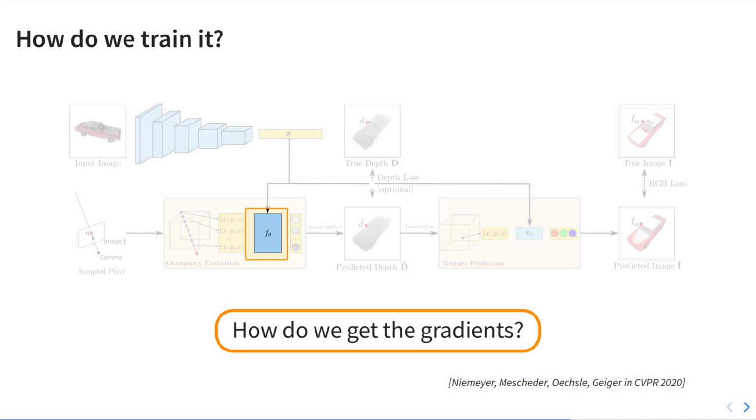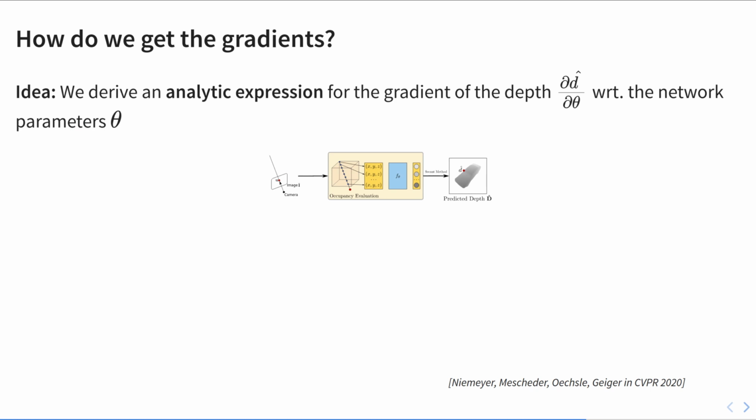But how do we get the gradients for the depth prediction step? The main idea of our approach is that we derive an analytic expression for the gradient of the depth with respect to the network parameters.